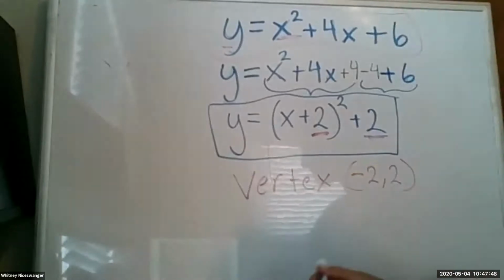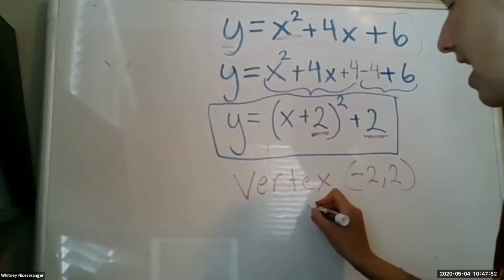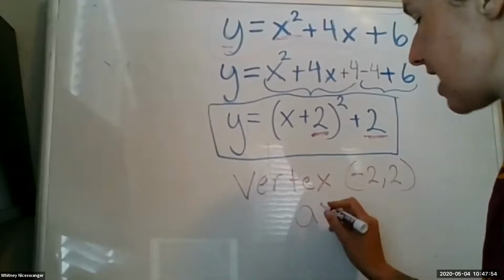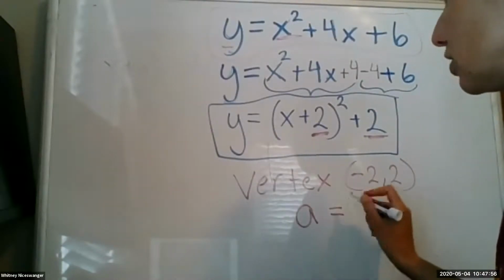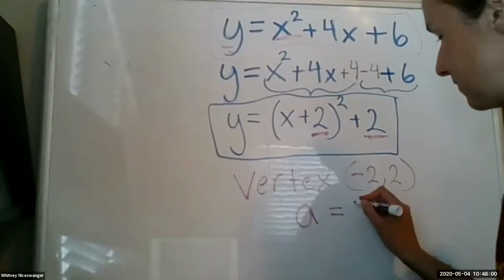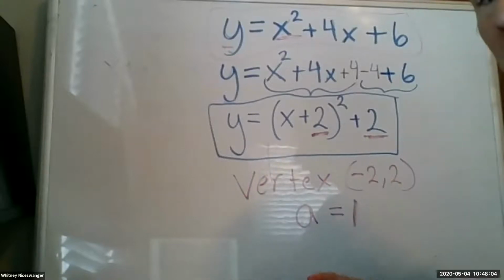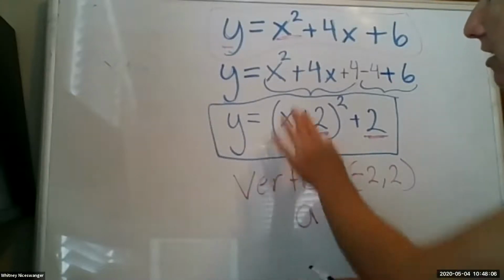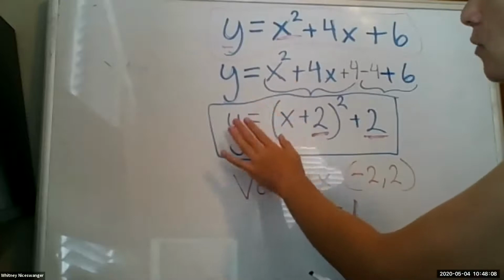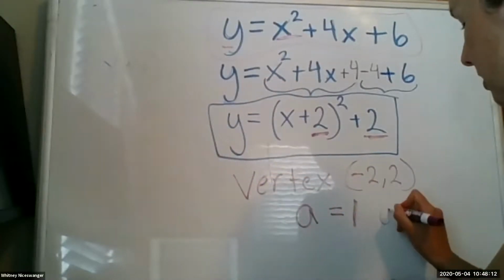We have all the pieces that we need. We have our vertex is negative 2, 2, and our a, which just tells us how far we open up, is equal to, what's a? A is equal to 1. All right, there's just a 1 here. Okay. Now, since the x is squared and not the y, that means we open up or down. Since a is positive, we're going to open up.